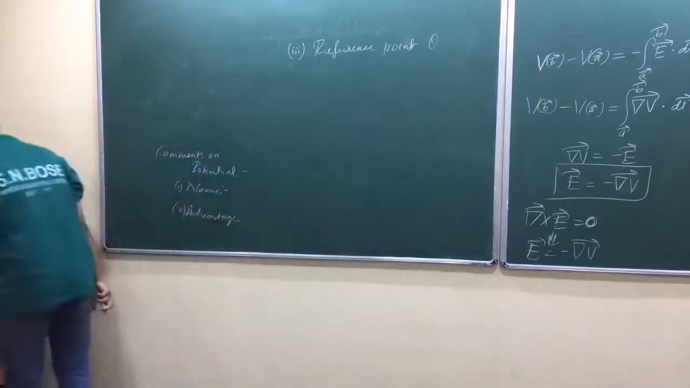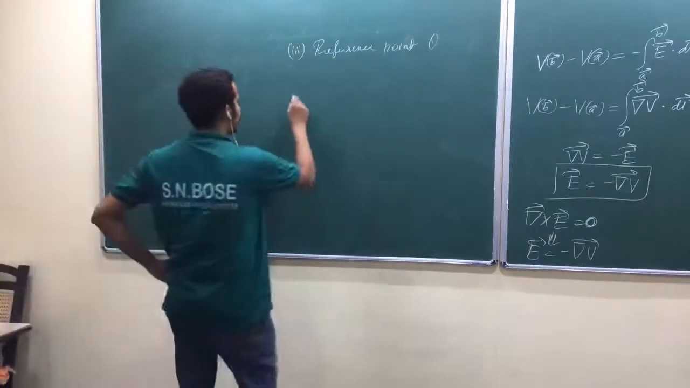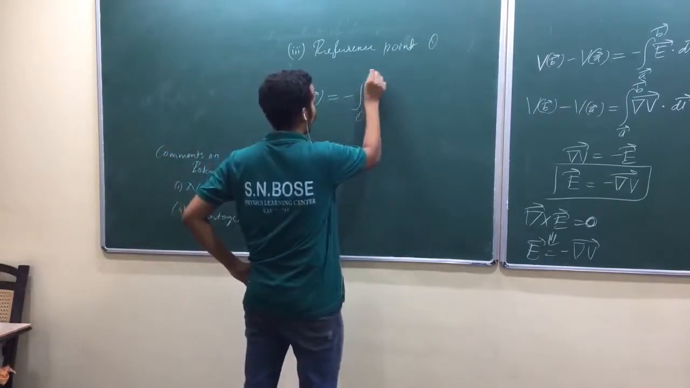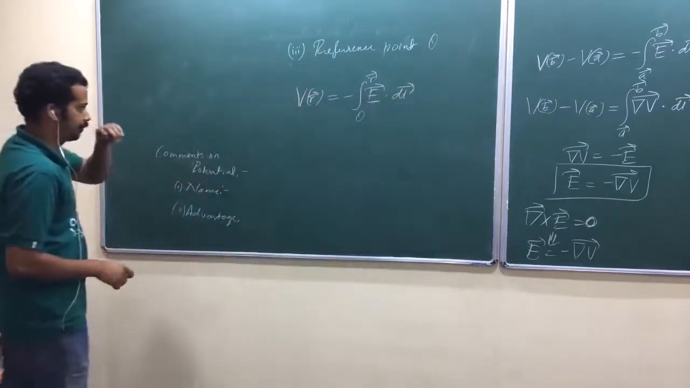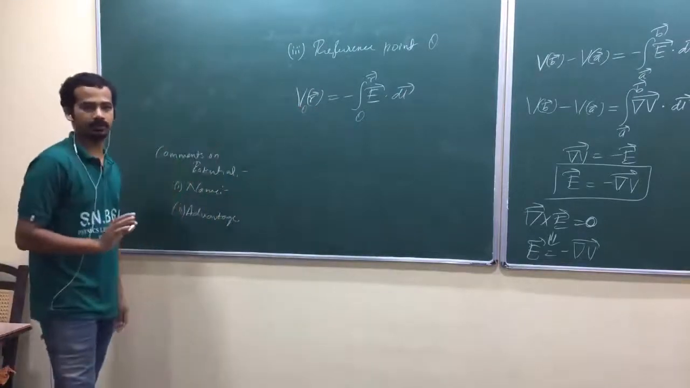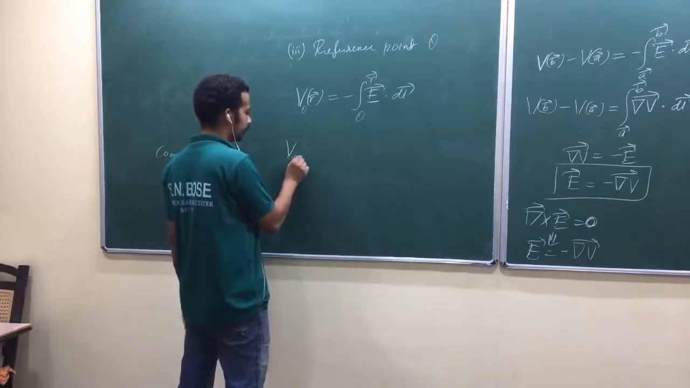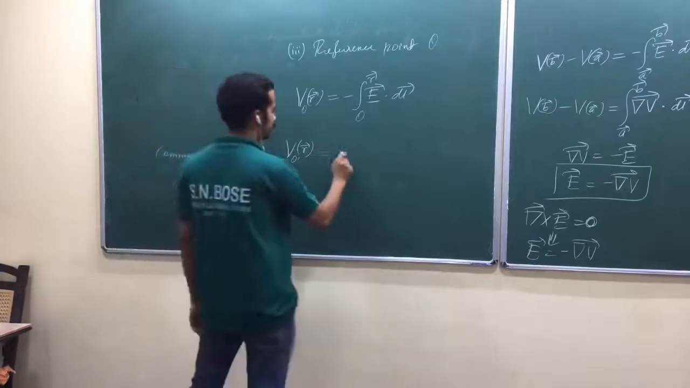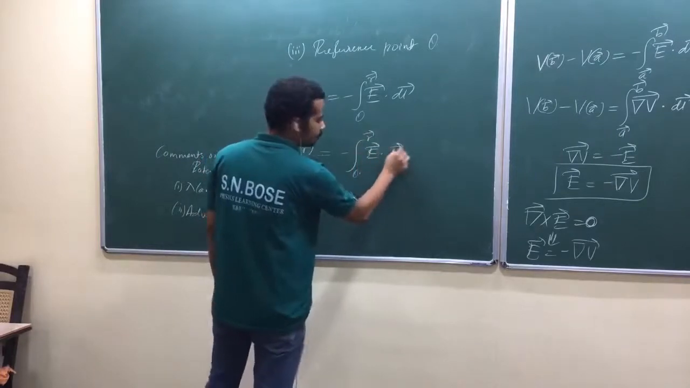Reference point. Is it okay? Now, earlier I defined V of R as the integral from some reference point to R of E bar dot dl. Let me write V of O: the potential defined by taking O as the reference point. Suppose you take some other reference point, O prime. Then, according to your definition, the potential is the integral from O prime to R of E bar dot dl bar.